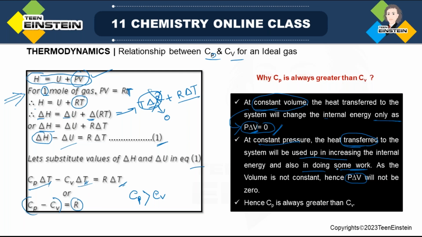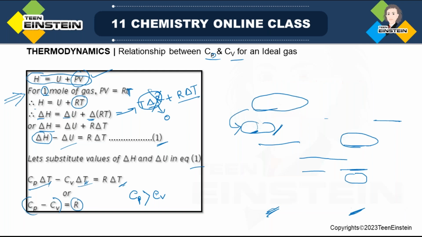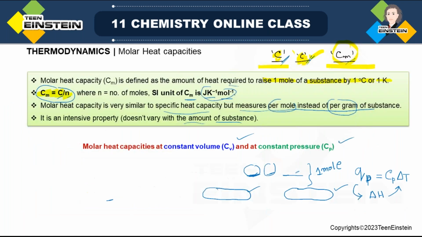So that is why, under the constant pressure condition, the heat transfer required is always higher. This is the reason Cp is always greater than Cv, and the relationship is Cp minus Cv is equal to R. Now we will solve the problem that we have here.